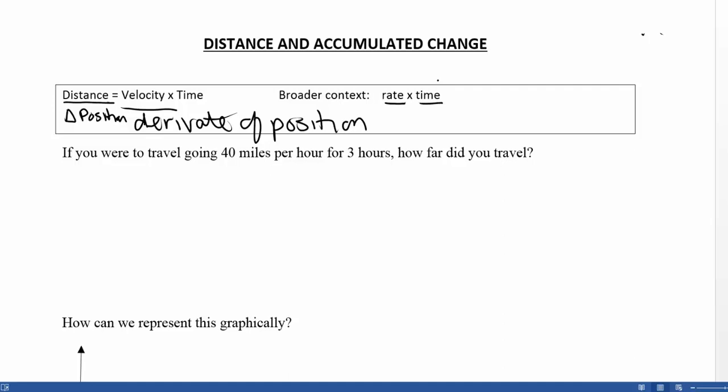Now, what does that tell us? That tells us if we have the derivative of a function and we know how long we are at that particular derivative, that will tell us something about how the original function changes.